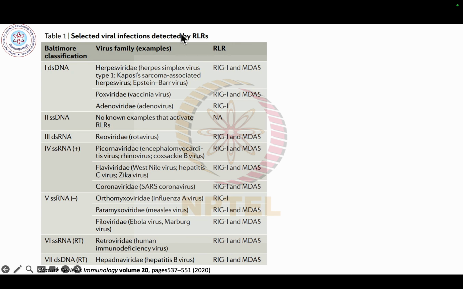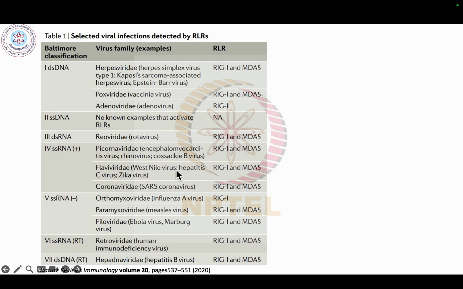So selected viral infections detected by RLRs. So different viral infections are being detected by RLRs. Baltimore classification 1 is double-stranded DNA. Virus families, for example: herpesviridae, herpes simplex virus type 1, Kaposi's sarcoma associated herpesvirus, Epstein-Barr virus, RIG1 and MDA5. Poxviridae, vaccinia virus, adenoviridae, adenovirus, RIG1 and MDA5. Single-stranded DNA, no known examples that activate RLRs. Double-stranded RNA, reoviridae or rotavirus, RIG1 and MDA5. Single-stranded RNA, picornaviridae, encephalomyocarditis virus, rhinovirus, Coxsackie B virus, RIG1 and MDA5.